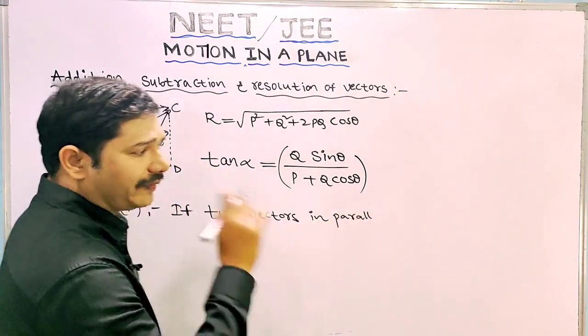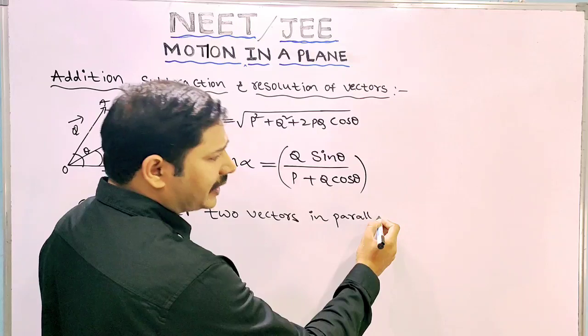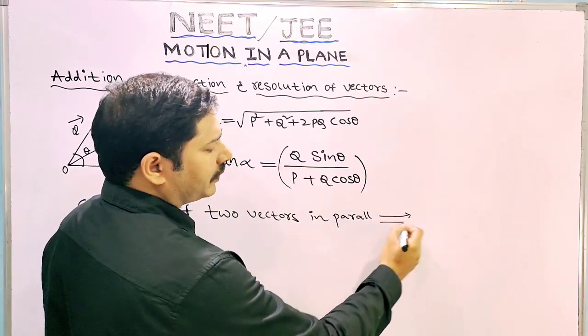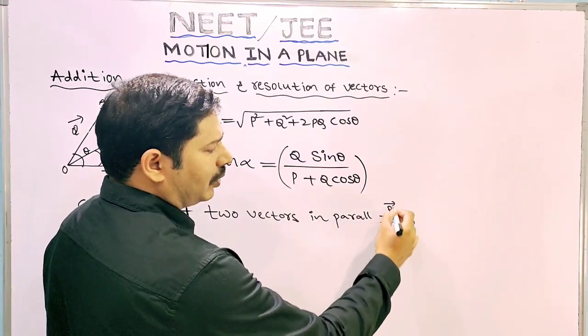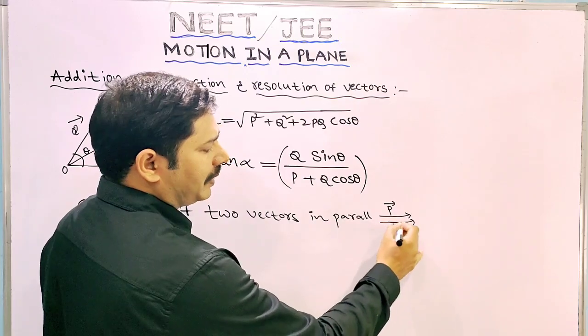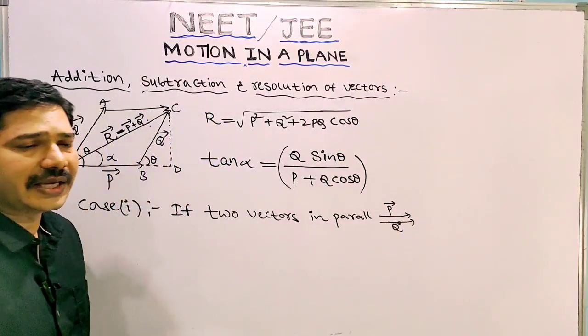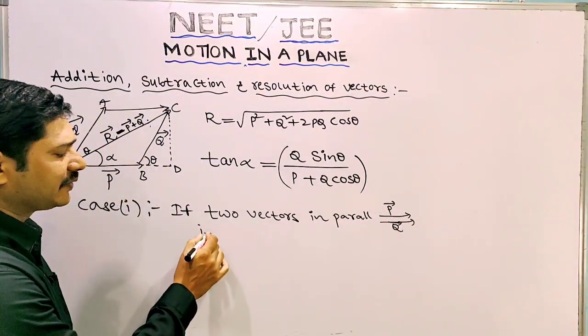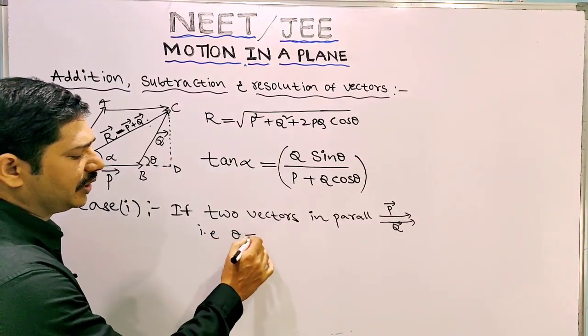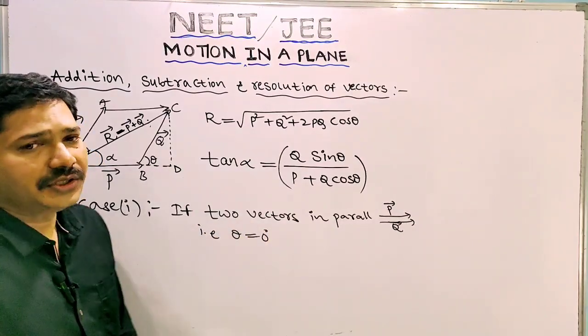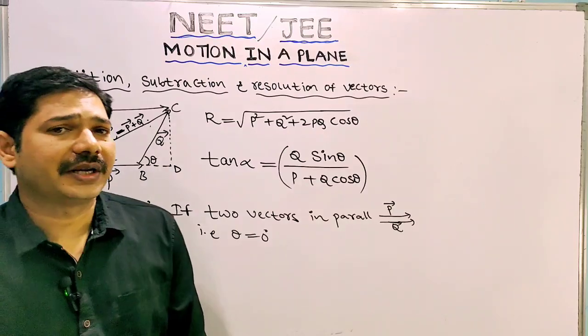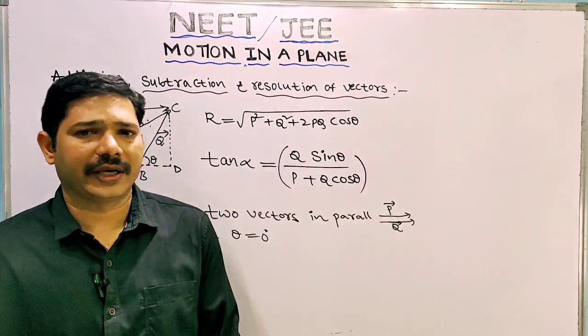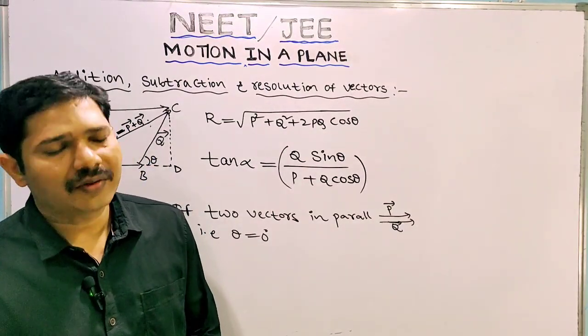Parallel means the two vectors here, P bar vector and Q bar vector, both are in the same direction. So what is the meaning of that? Theta is how much? 0 degrees. Theta is 0 degrees. So at that time, what happens to the direction?